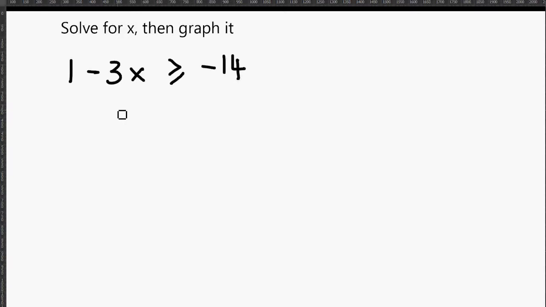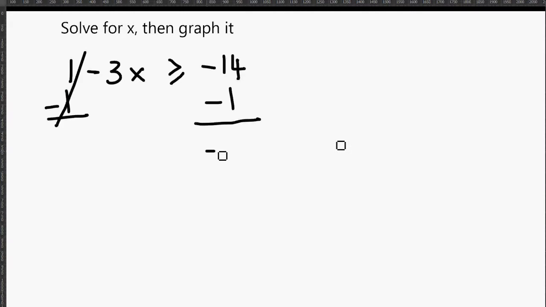And so now I do the same thing I always do when I solve for x, which is to get all the numbers on one side and all the variables on one side. So I'm going to get rid of the 1 on this side by subtracting it out, and that equals 0. And then I'm also going to subtract it from this side, and that equals negative 15. And so now I have negative 3x is greater than or equal to negative 15.